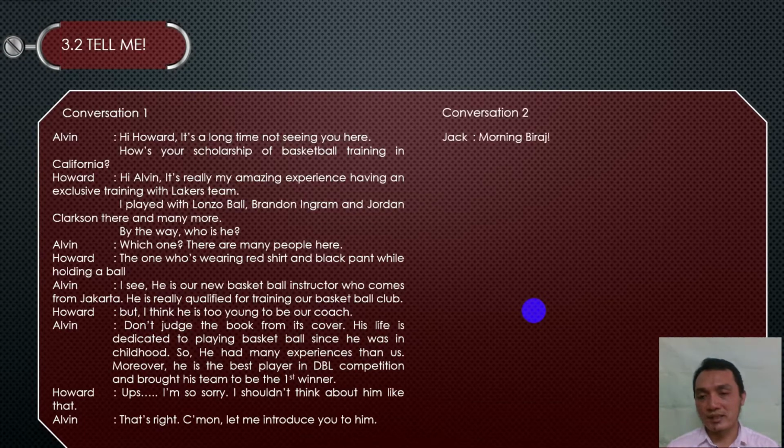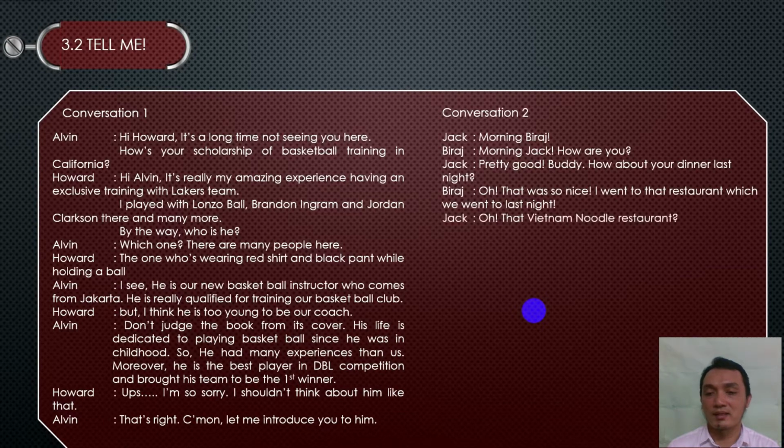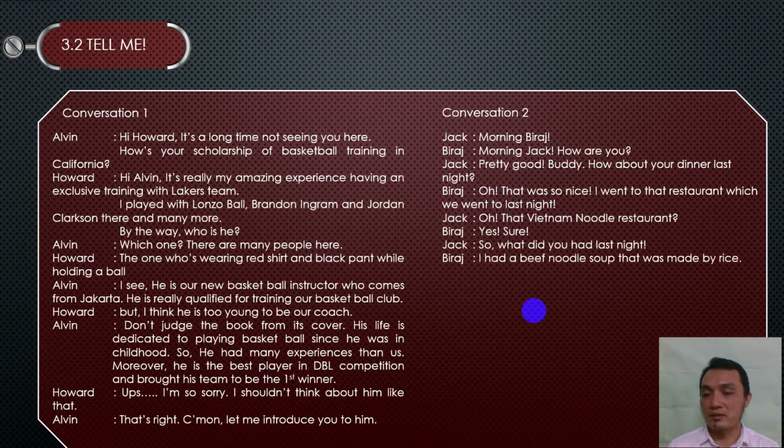The second conversation is between Jack and Barrett. "Morning, Barrett." Barrett said, "Morning, Jack. How are you?" "Pretty good, buddy. How about your dinner last night?" "Oh, that was so nice. I went to the restaurant which we went to last night." "Oh, that Vietnamese noodle restaurant?" Barrett said, "Yeah, sure. And so, what did you have last night?" "I had a beef noodle soup that was made from rice. It's the same as last time." "Yes, buddy, I like it."